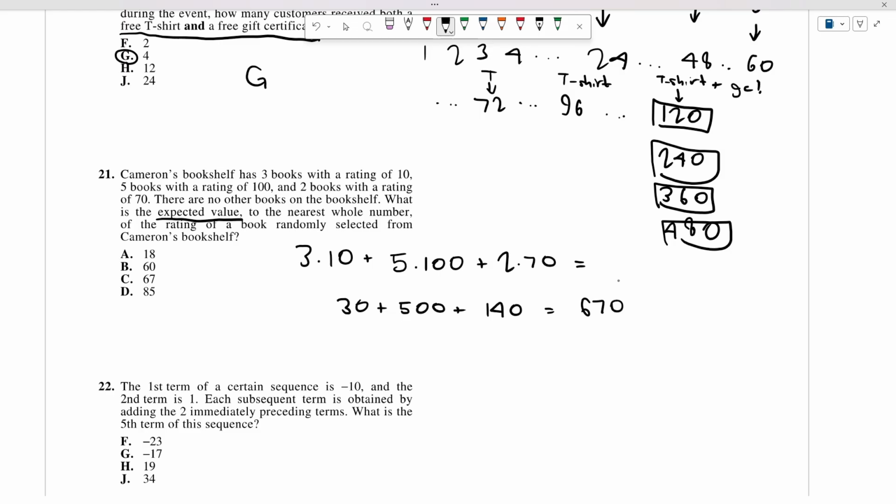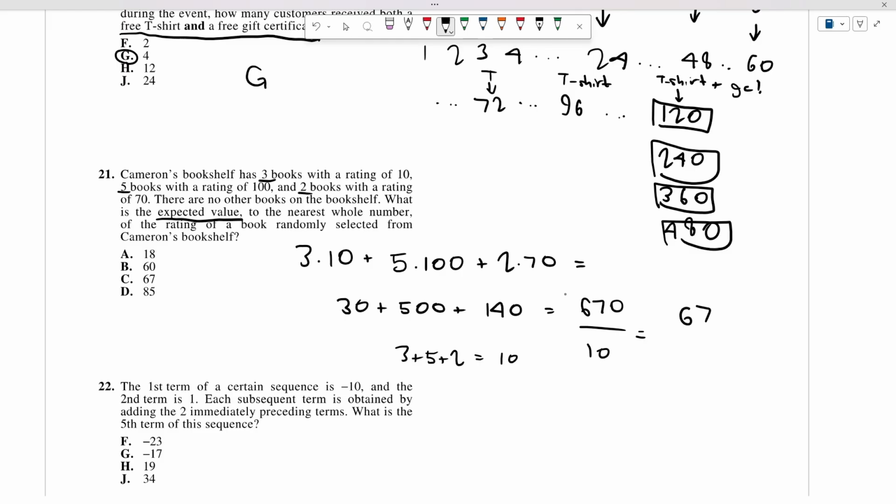Then I'm going to take this and divide it by the number of books, because it's like an average rating. How many books are there? 3 books, 5 books, 2 books. 3 plus 5 plus 2 equals 10. So we're dividing by 10 books, and that gives us an average of 67 per book. Average rating of 67 per book.